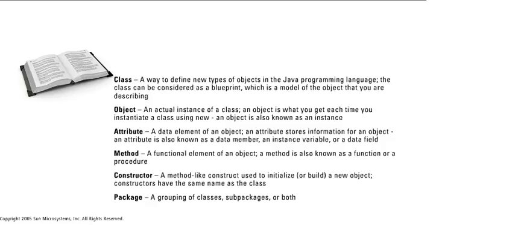Fourth, a method. A method is an operation of an object. It's something the object does. It's a function or a procedure. Fifth, a constructor. A constructor is used to initialize an object. It's very similar to a method, but is only executed when an object is created. And lastly, package. Remember, a package is a way to group logically related classes together.